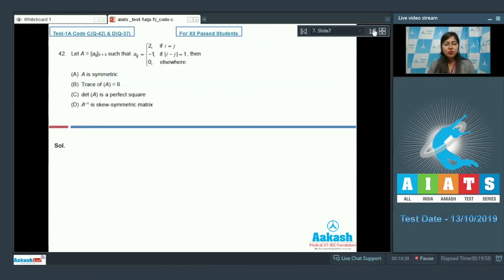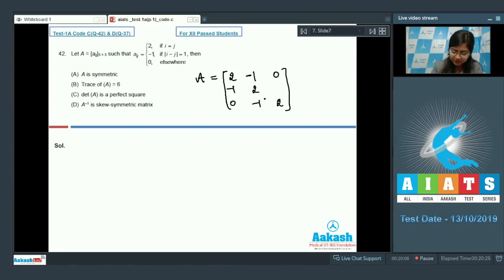Next is question number 42, which says that let A be equal to Aij, 3 cross 3, such that Aij is equal to 2 if i is equal to j, and it is minus 1 if mod i minus j is equal to 1, and it is 0 elsewhere. So let's firstly write the matrix A, which is equal to 2 for the diagonal elements, and it will be minus 1 here, 0, 0, minus 1, minus 1, minus 1. So this is our matrix A. So let's look at the options now.